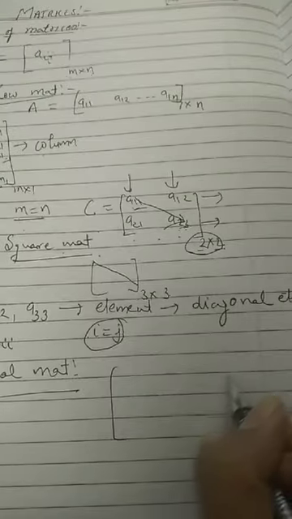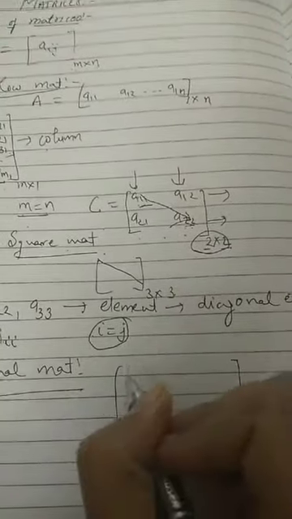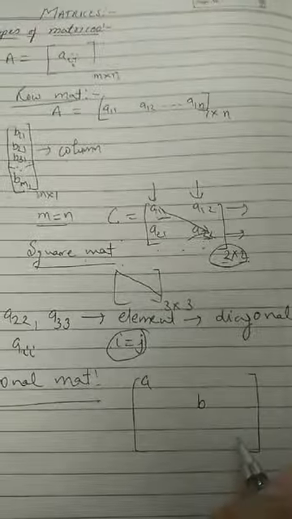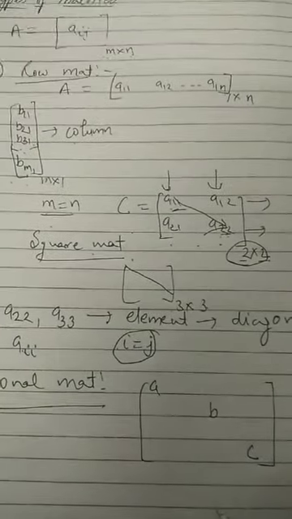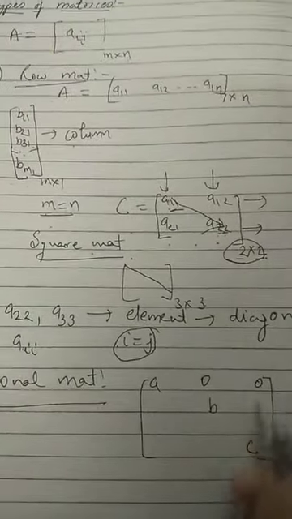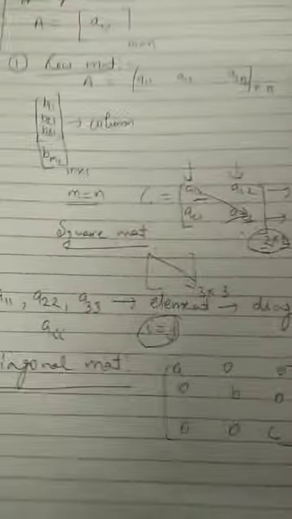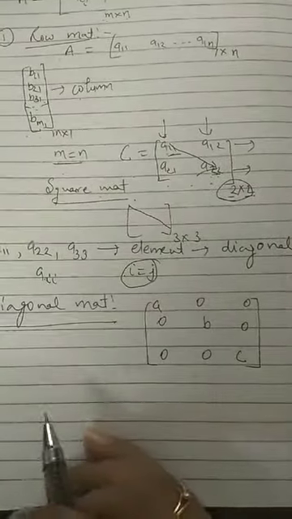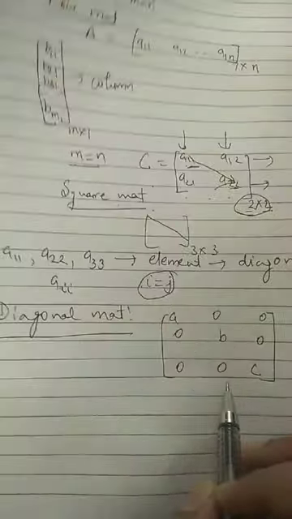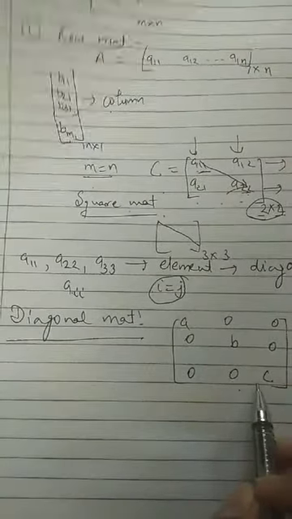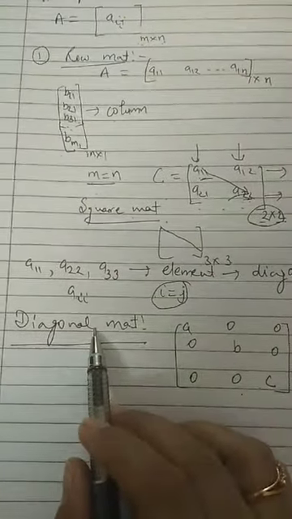A diagonal matrix is a matrix, if I consider a 3 by 3 matrix, in which only the diagonal has elements, and all non-diagonal elements will be 0. All the non-diagonal elements are 0; only the diagonal has elements. Such a matrix is called a diagonal matrix. Clear? Remember, non-diagonal elements are 0, and only the diagonal has elements.